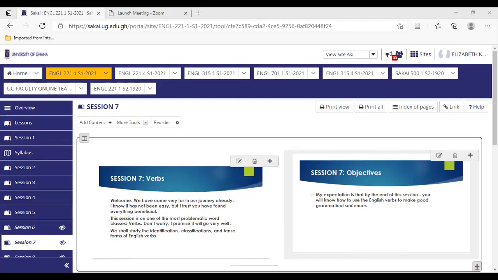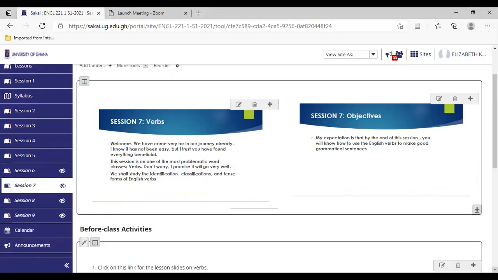All right, so for today's class, we are moving on to another word class, part of speech, and that is verbs. If you've looked at your course outline, you know we are going to have 9 sessions, and then the rest of the time we use to do some revision. So if we are doing session 7 now, that should tell you how far we've come already.